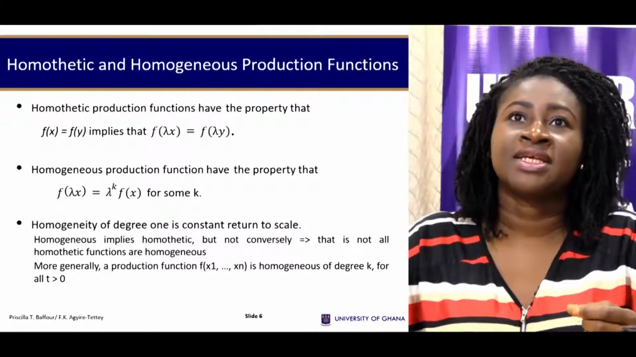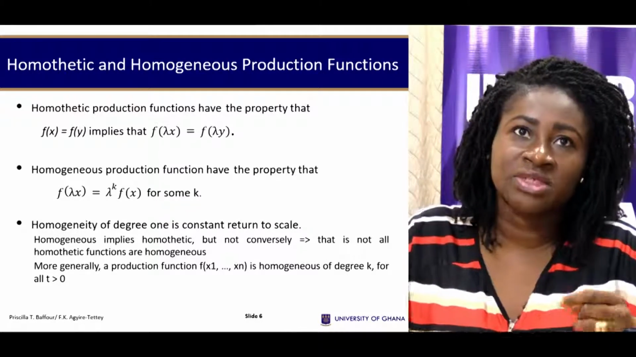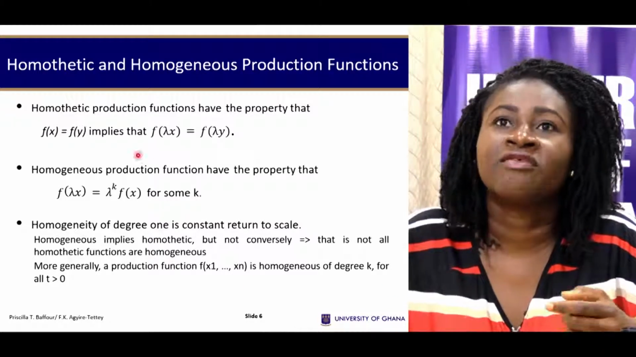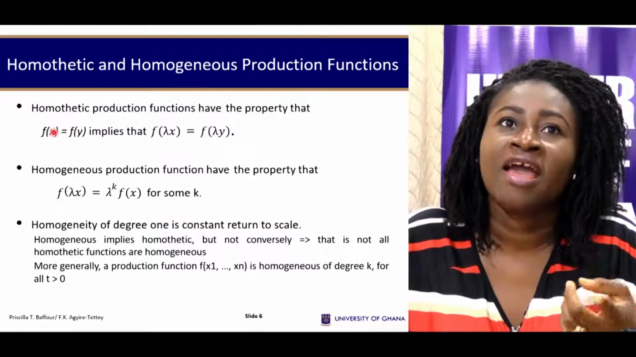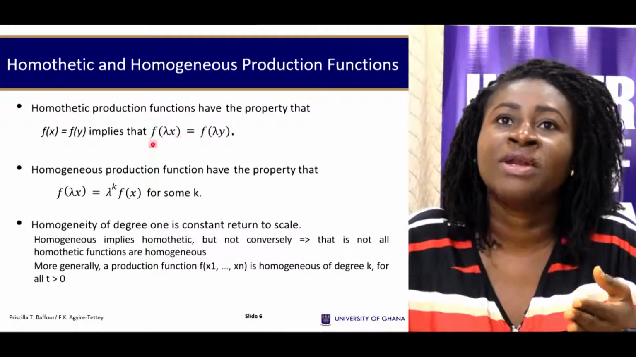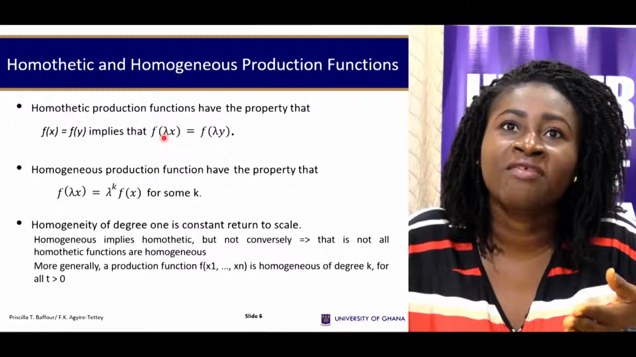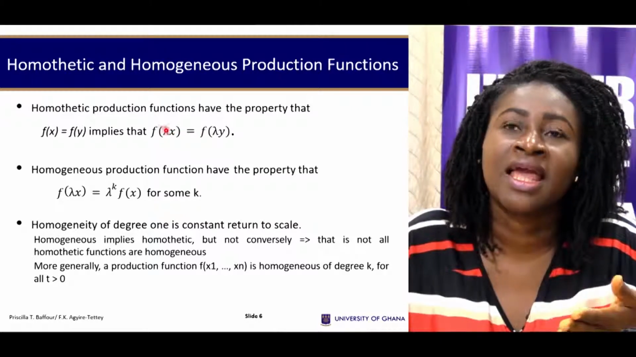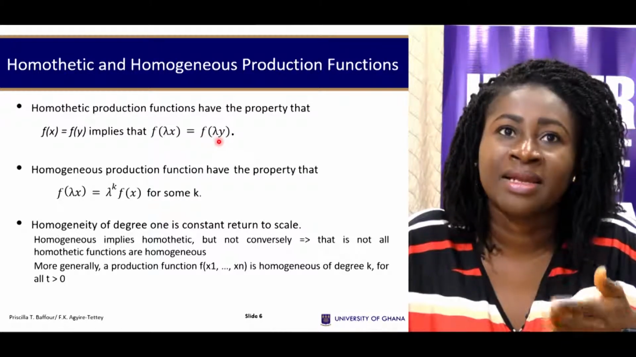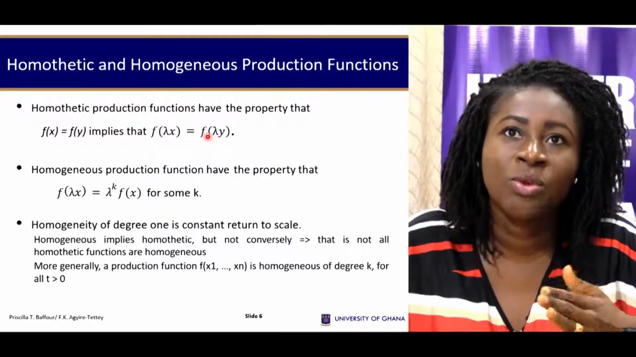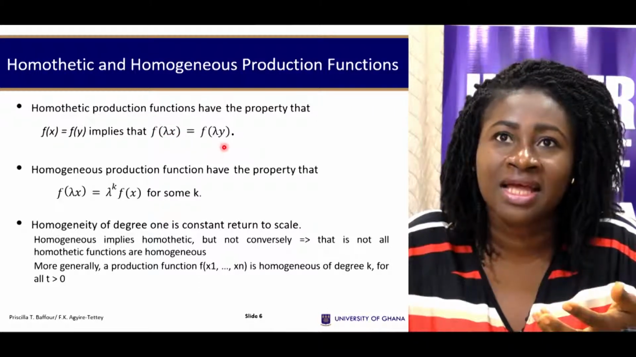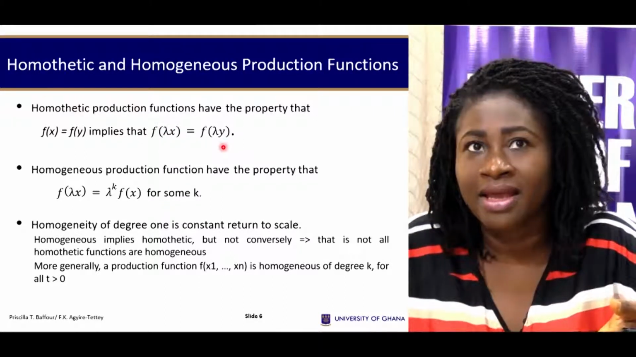So what are homothetic and homogeneous production functions? A homothetic production function has the following properties. So f of x as a function of f of y implies that when we increase f of x by a factor lambda, it means that f of y is also increased by the same lambda, right? So changing the production factor by a constant factor affects both x and y, right?